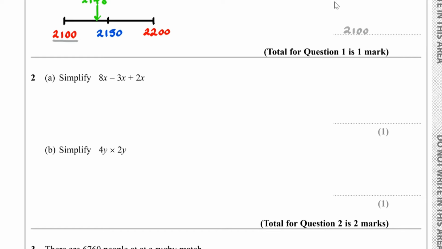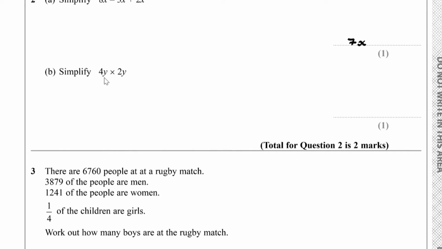Question number 2, we have to simplify for part A, 8x subtract 3x plus 2x. Well, 8 subtract 3 is 5, plus another 2, that's 7. So we end up with 7x. Then for part B, we have to simplify 4y times 2y. 4 times by 2 is 8. Y times y is y squared.